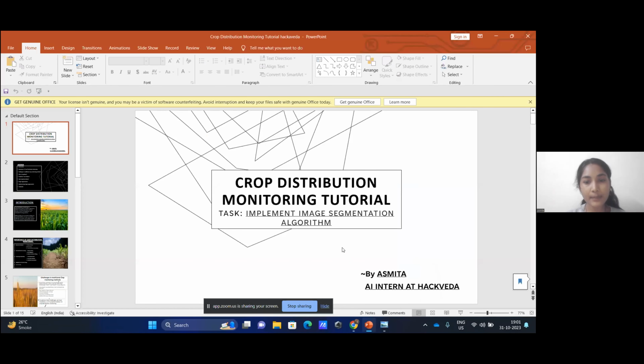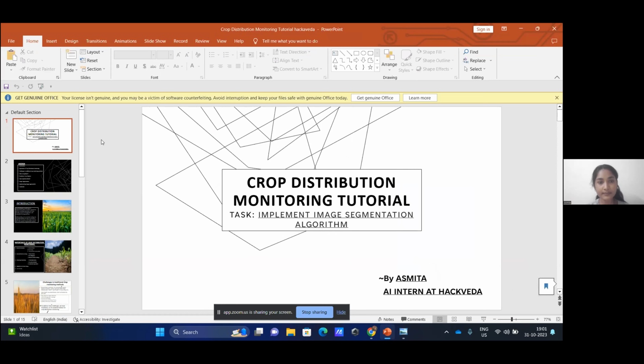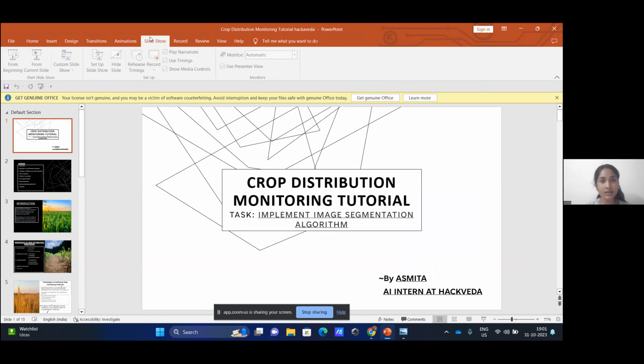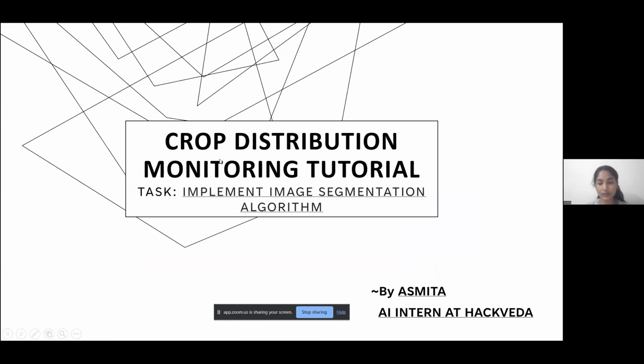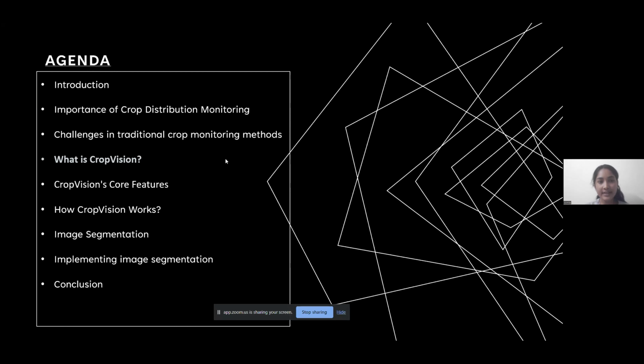So good evening, ma'am. I'm Asmita from the Artificial Intelligence Department, and my task was implementing an image segmentation algorithm. So let's start. Today's agenda: first is introduction, then we'll know the importance of crop distribution monitoring, and then the challenges in traditional crop monitoring methods. What is Crop Vision's core feature, how Crop Vision works, and image segmentation, implementing image segmentation, and last, conclusion.